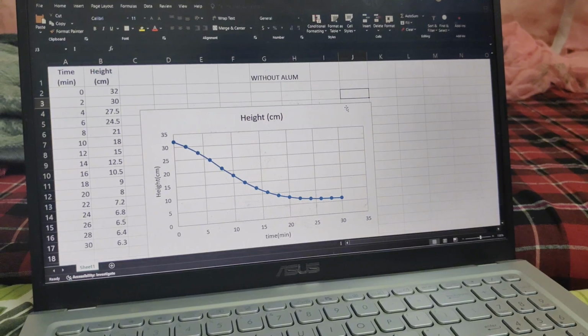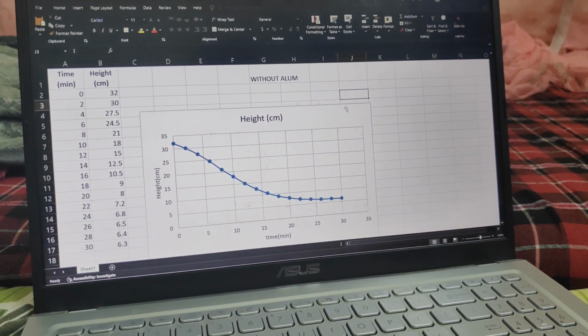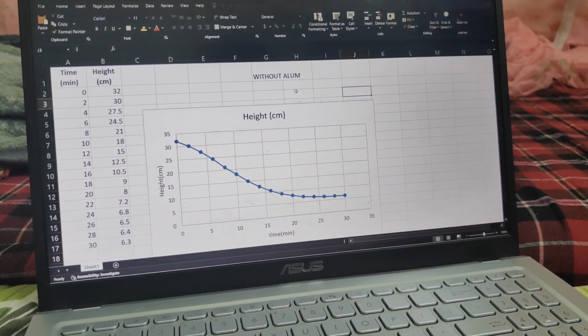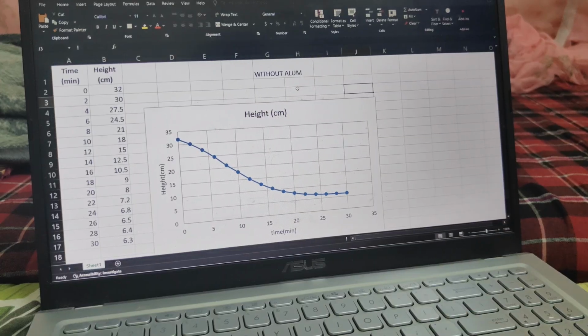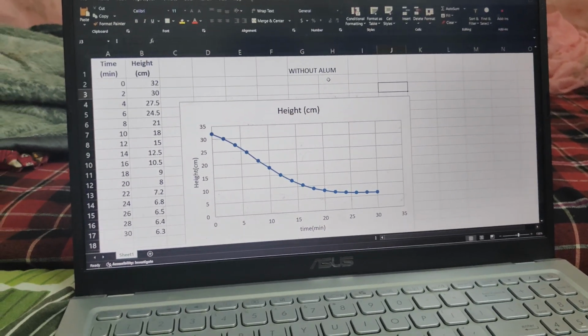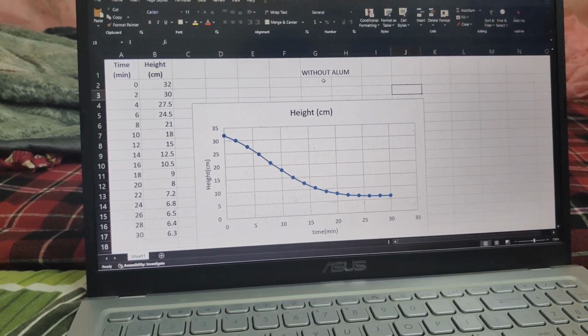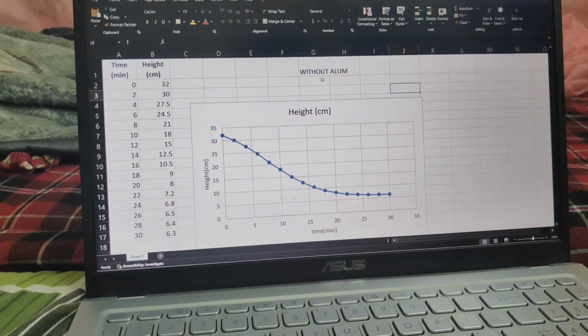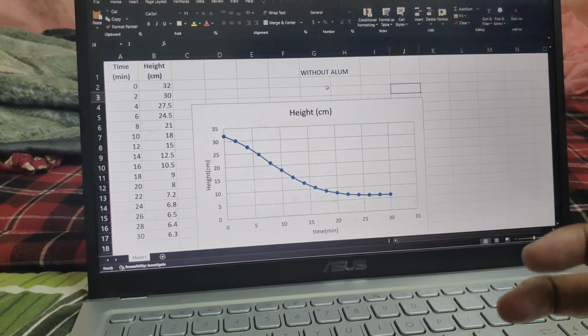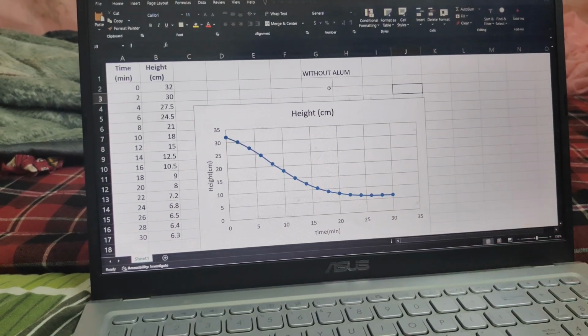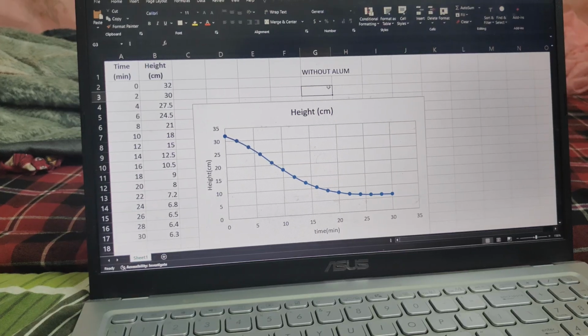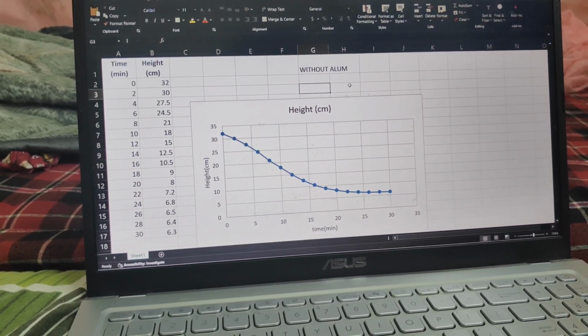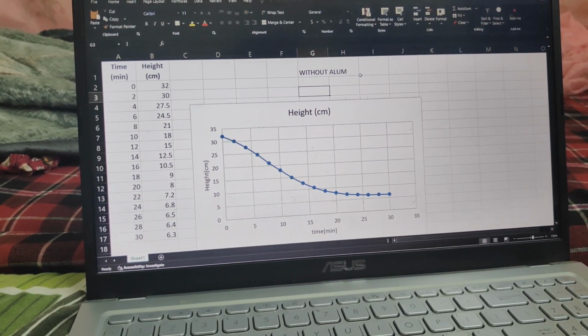At the last of the experiment, we take clay particles, and in that experiment we have done the sedimentation of clay particles with alum and without alum. As you know, alum is a nice coagulant that coagulates the particles and leads them to settle faster. So we plot the graph of sedimentation of clay particles without alum and with alum.